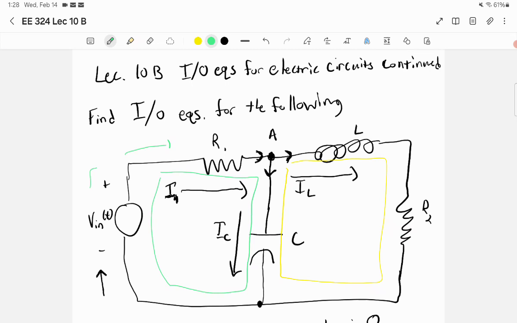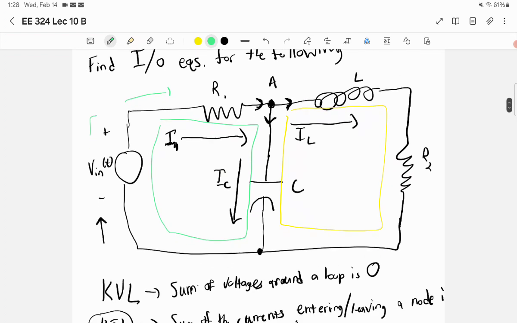We're going to do another example of input-output equations. Notice that I have drawn here another example, and what I'm going to do is define some directions here. You see how I have drawn these arrows at this node.